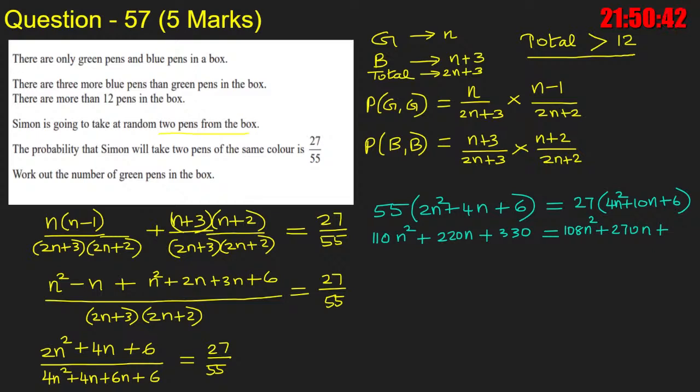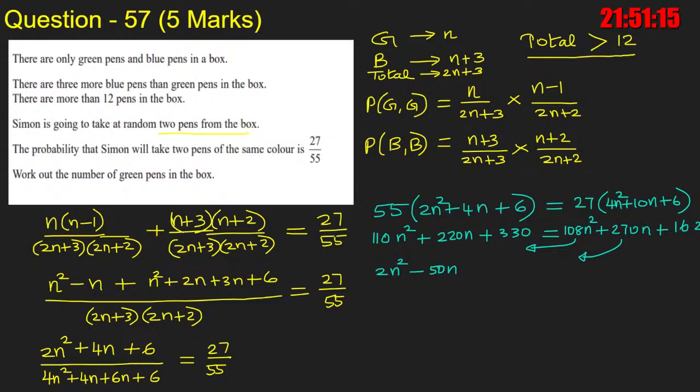6 times 7 is 42, 4 remaining. 6 times 2, 12 plus 4 is 16, 162. Hope my calculation is right. So bring everything to one side. So 108 coming this side minus, so 2n squared. 270 coming minus 270, 220, so minus 50n. And 330 take away 162.